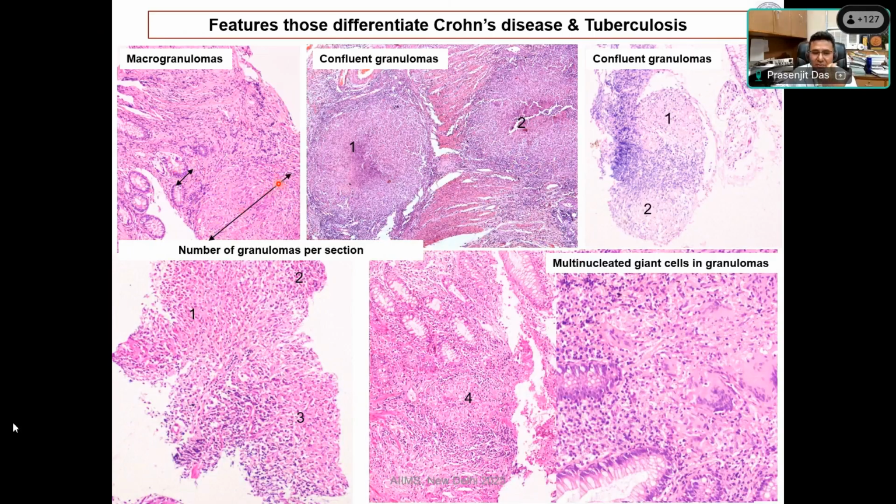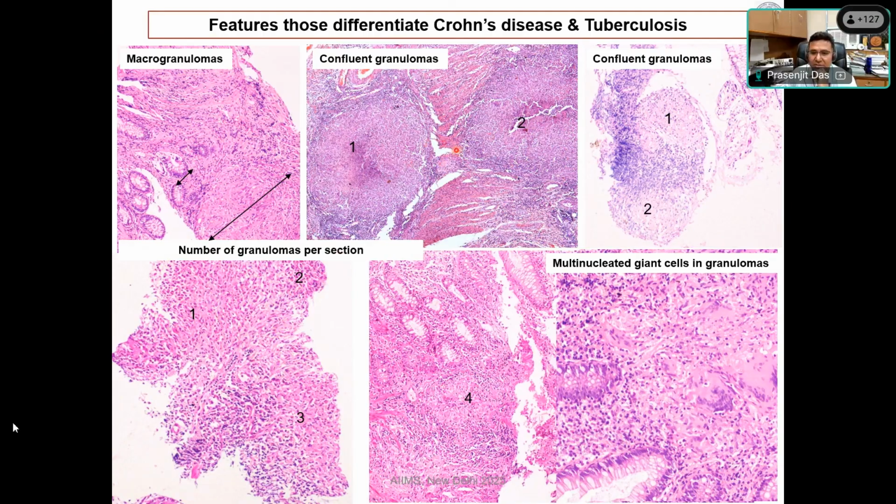Or if you talk about a size when it is more than 400 or 500 micrometer diameter, we call it a macrogranuloma. So if you see macrogranuloma, chance of tuberculosis is higher. If you see multiple granulomas, even in one anatomical site biopsy, if you see 5 or more granulomas, macrogranuloma I am talking about, chance of tuberculosis is very high.